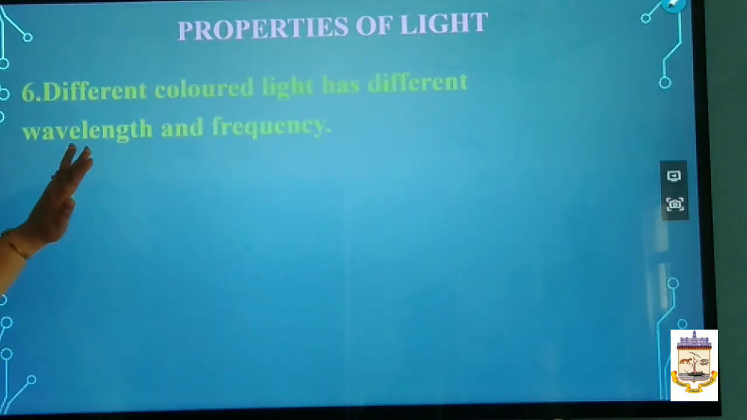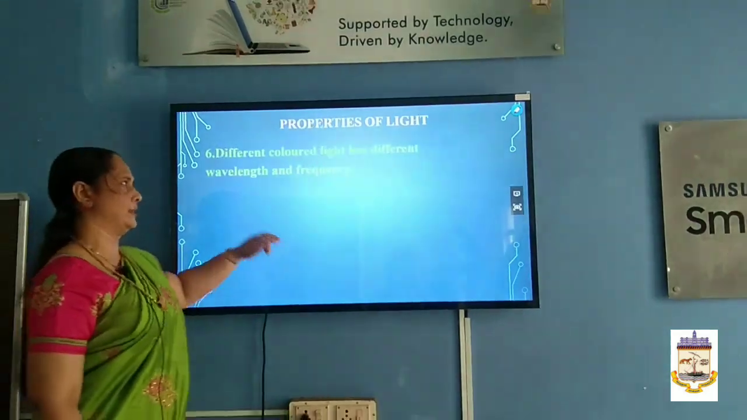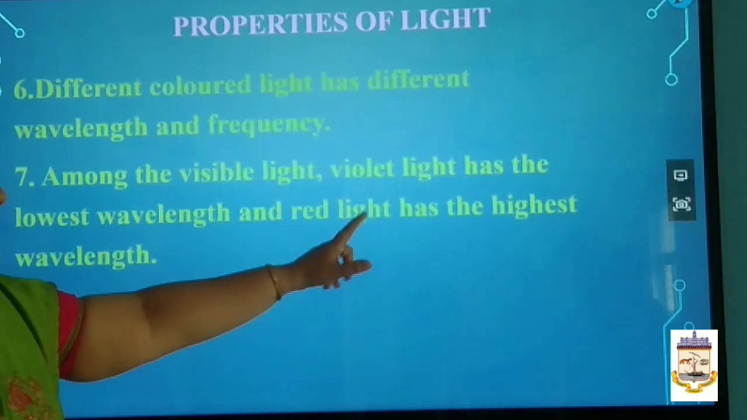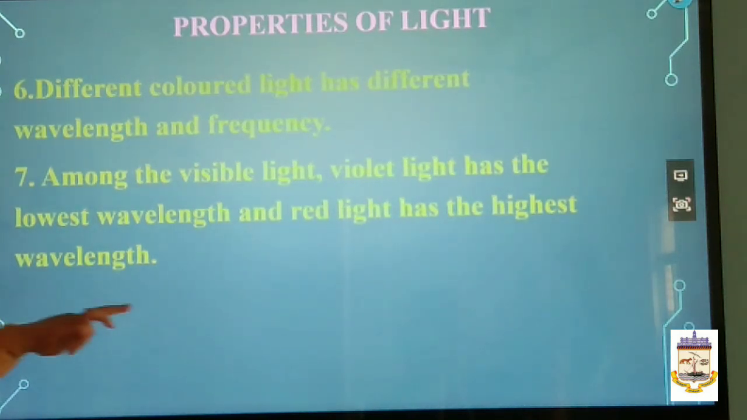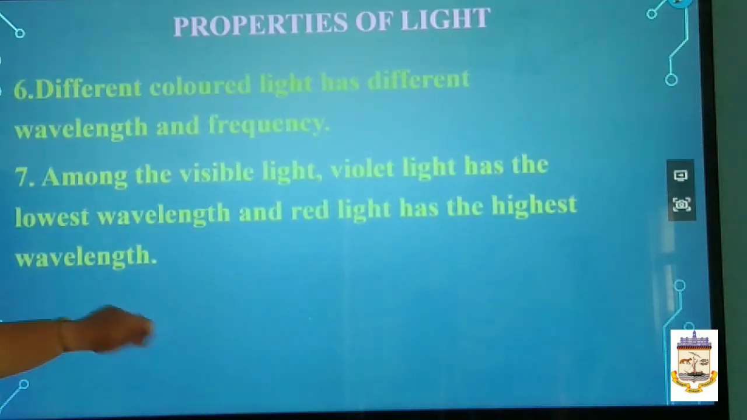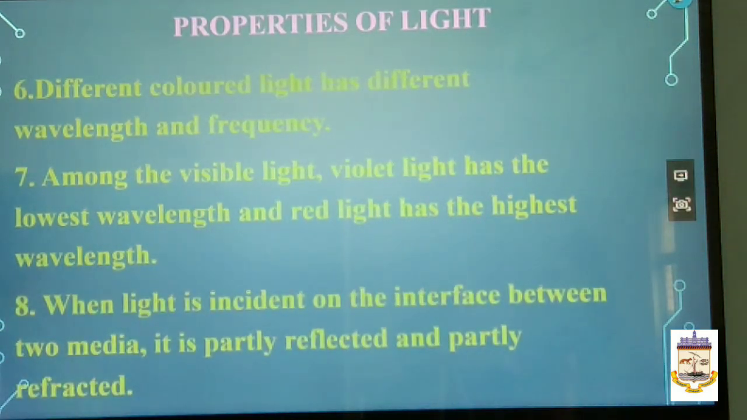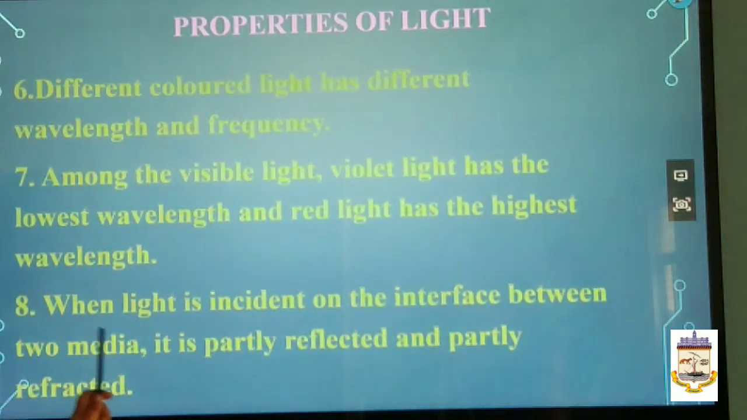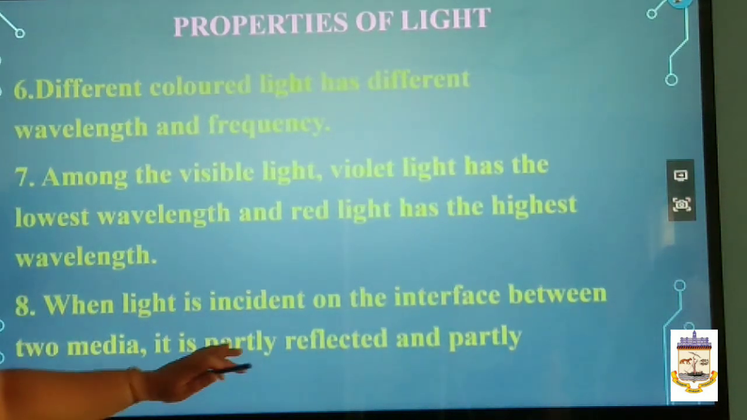Different colored light has a different wavelength and different frequency. Clear? And the next one, among the visible light, the violet has the lowest wavelength and red has the highest wavelength. Clear? Keep this in your mind. I will be telling this afterwards. The next, last but not the least, when the light is incident on the interface between two media, it is partly reflected and partly refracted.